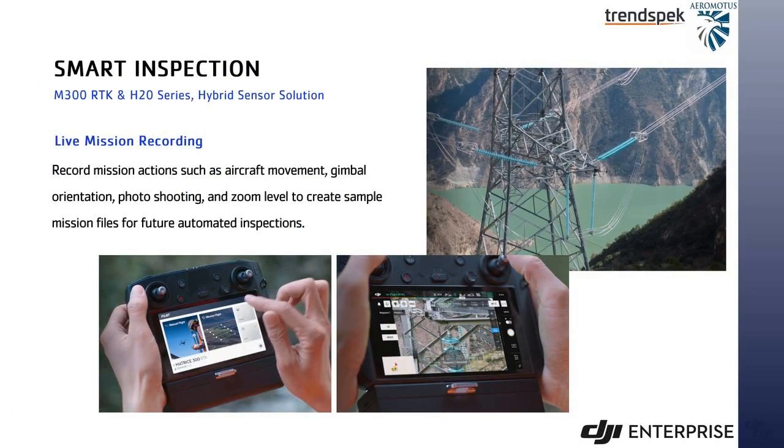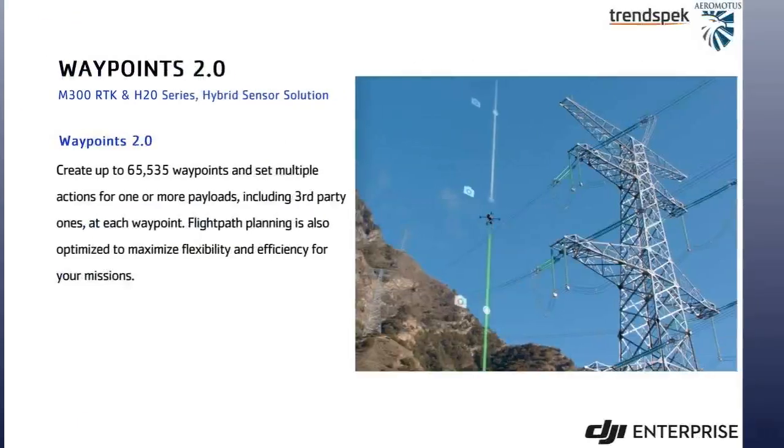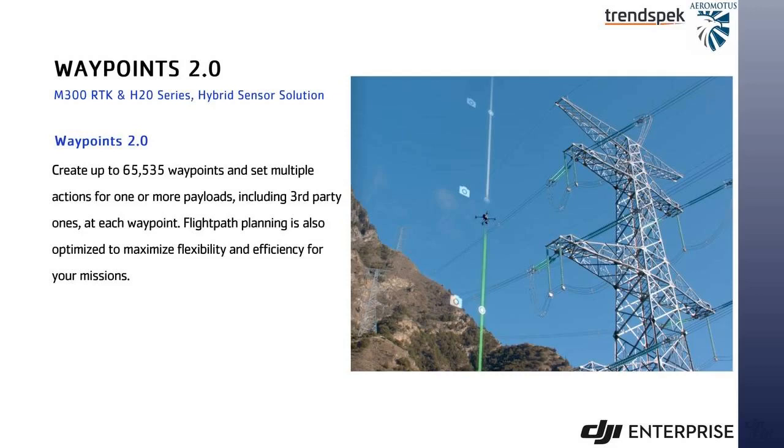Smart inspection: you can do a live mission recording of aircraft movement, orientation, photo shoots, and zoom level to create future automated inspections. It has AI spot check, a highly used feature in inspections, where you can automate routine inspections and capture consistent results every time, ensuring consistent framing. Waypoints: you are able to capture up to 65,000 waypoints, and you can have multiple actions for different payloads. These waypoints can be used in the DJI Pilot app, or you can configure them in DJI Terra, export the KML file, and import it into the controller. So this is a good way to automate your missions for inspections.